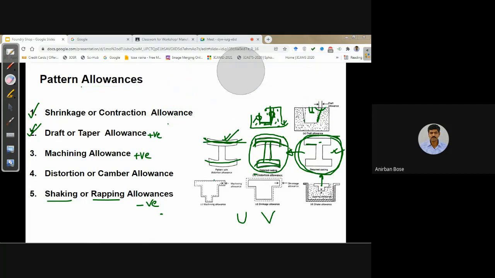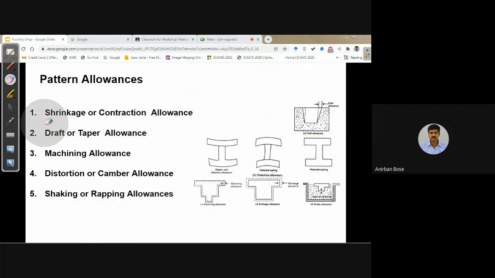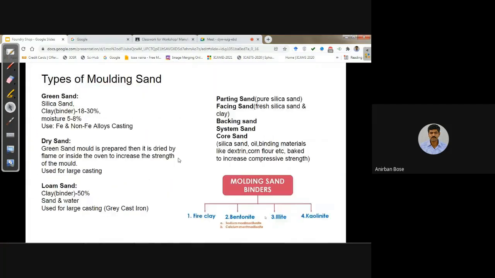So we have seen the different kinds of pattern allowances, and next we'll see the types of molding sand. What are the different kinds of molding sands there? Remember, in the sand in general, there are basically the silica sand and some binder and some additives, and the moisture. These are the main things. Now in green sand, what is green sand? The name green comes from the fact that it contains some amount of moisture. That is why the name green.